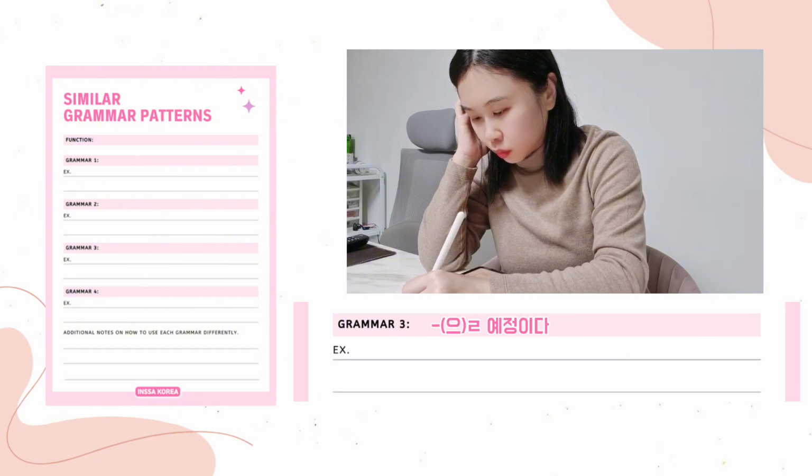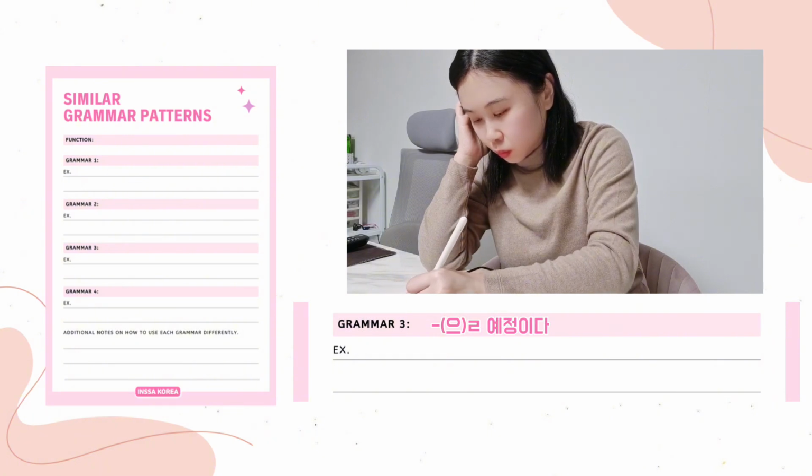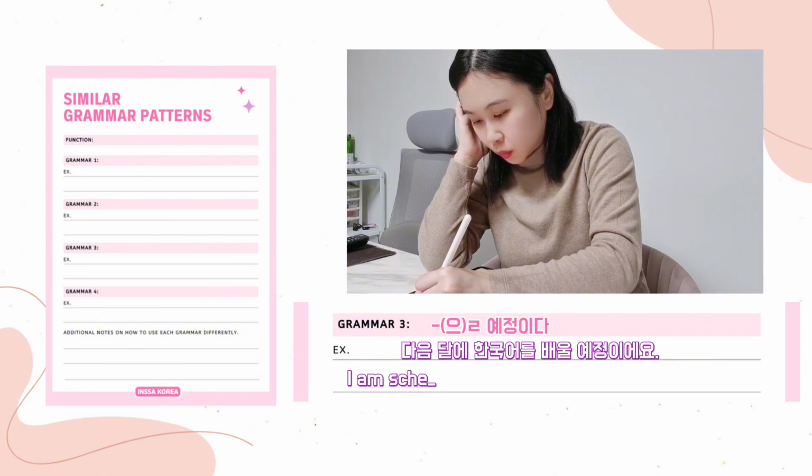And the third one is 을 예정이다, and that's something to be scheduled for future plans in business or formal settings. Let's change the time to maybe next month, as it sounds more formal than on the weekend, when I'm just going to casually study it. So 다음 달에 한국어를 배울 예정이에요. I'm scheduled to study Korean next month.